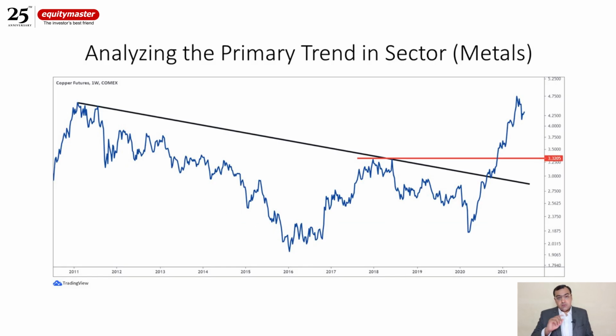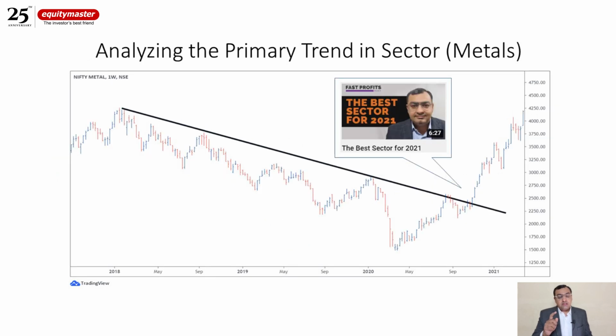Look at my second example over here. I have identified that metals are giving a major breakout, which means that the primary trend, which was bearish for a long time, has now turned positive. On similar lines, I took an analysis of Nifty Metals, which is breaking out, and I discussed this in a video at the start of 2021, indicating the best sector of 2021. I guess it was probably the first or second of January when we released it. You can go to our YouTube channel and check those videos.